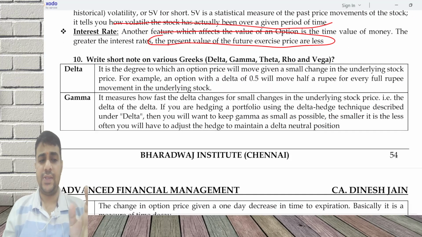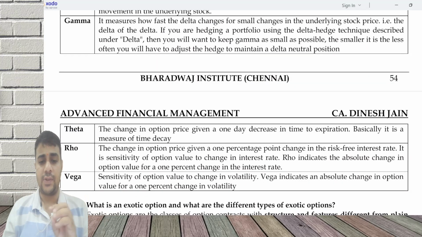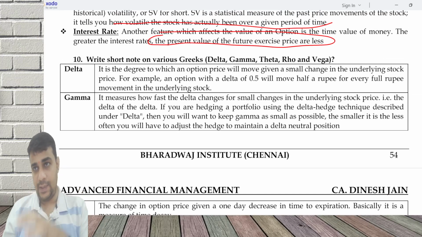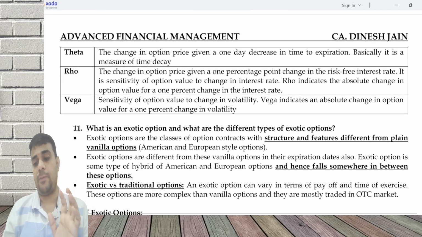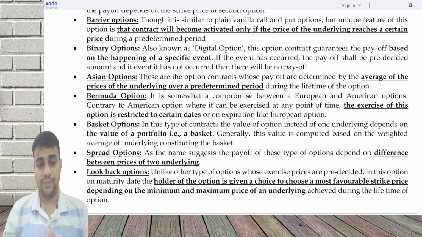Now this we have already seen: delta, gamma, theta, rho and vega, so I am not going to talk about them. We have already seen option Greeks as problem solving. Exotic option also we have seen as problem solving, so not discussing these two.